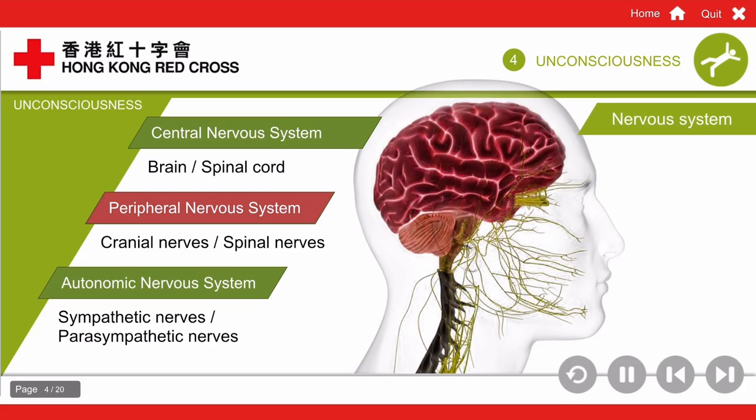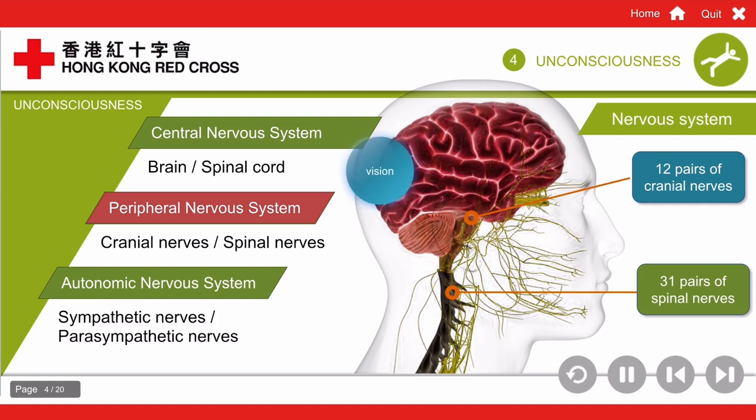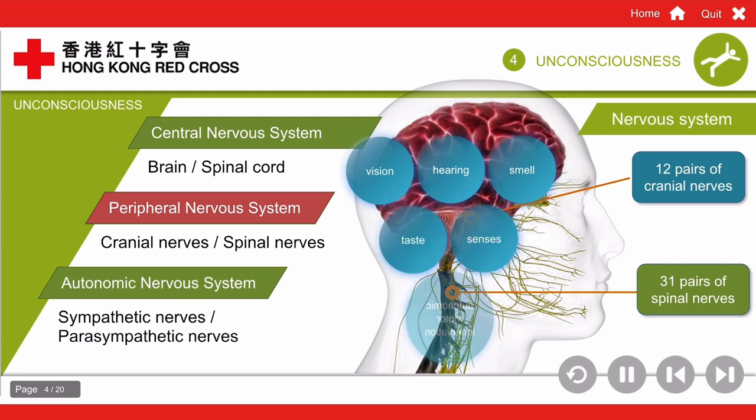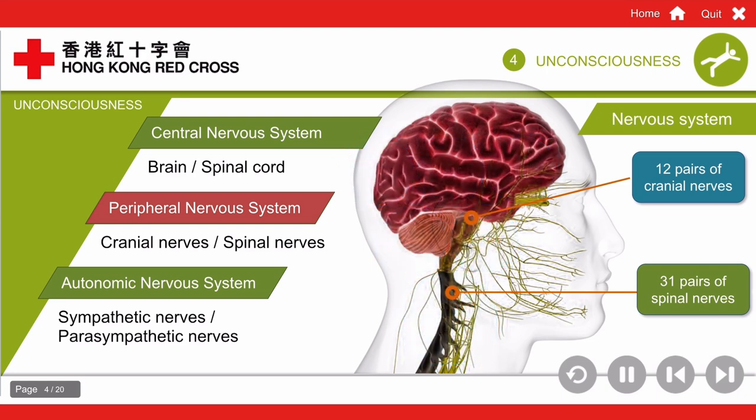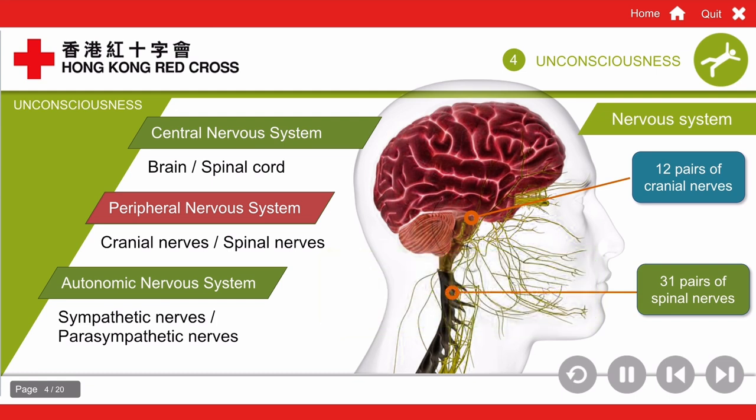We'll now move on to the peripheral nervous system, which includes cranial nerves and spinal nerves. There are 12 pairs of cranial nerves, which provide sensory innervation, such as vision, hearing, smell, taste, and other senses of our head and face, as well as autonomic motor innervation. There are also 31 pairs of spinal nerves, which carry sensory, motor, and autonomic signals between the spinal cord and the body.